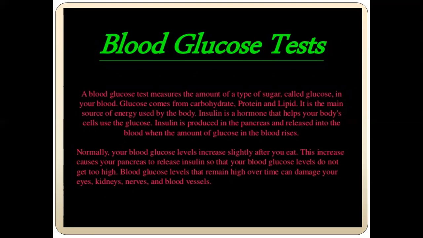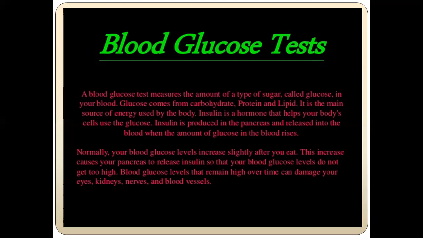And how can we check this disease? Number one is the blood glucose test. How do we take this test? A blood glucose test measures the amount of a type of sugar called glucose in your body. And glucose comes from carbohydrates, protein, and lipids, and it is the main source of energy used by the body. And insulin is a hormone that helps your body cells use the glucose. Insulin is produced in the pancreas and released into the blood when the amount of glucose in the blood rises.